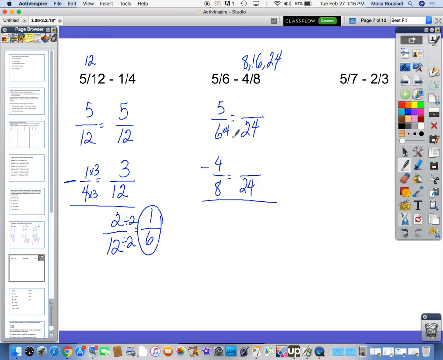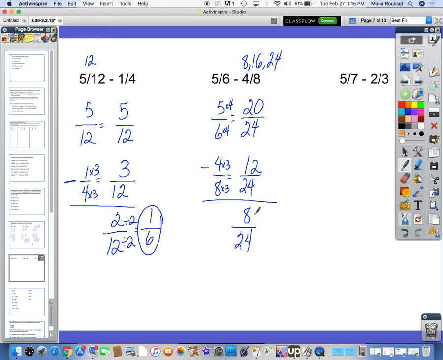Here we go. 6 times 4 gives us 24. 5 times 4 gives us 20. 8 times 3 is 24. 4 times 3 is 12. So we can subtract 20 minus 12 would give us 8/24.